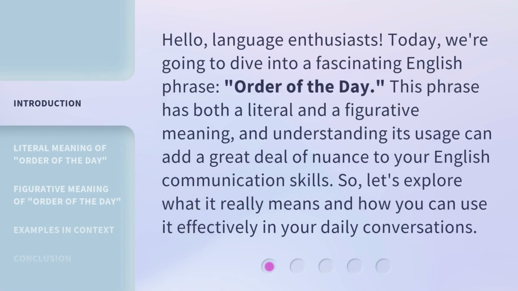Hello, language enthusiasts. Today, we're going to dive into a fascinating English phrase, order of the day. This phrase has both a literal and a figurative meaning, and understanding its usage can add a great deal of nuance to your English communication skills. So, let's explore what it really means and how you can use it effectively in your daily conversations.